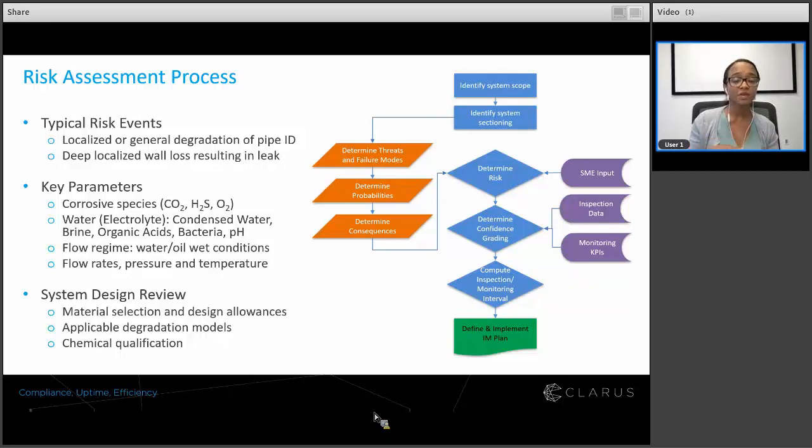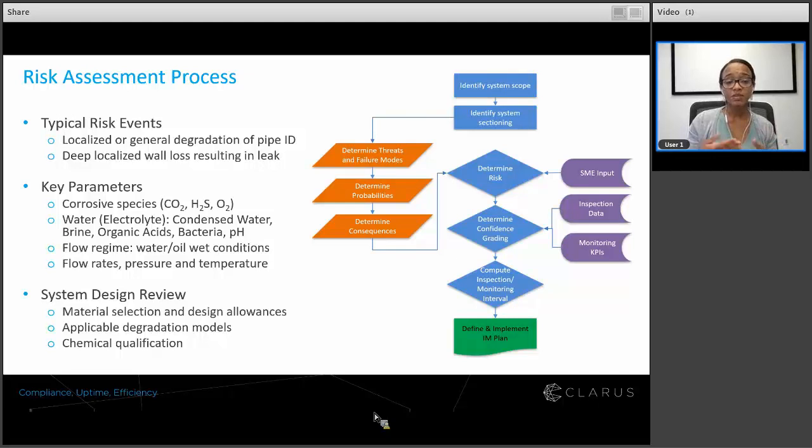We look at the corrosive species: sweet service, CO2 corrosion versus sour service, or is oxygen present in the system. We look at the electrolyte. What are the brine properties? Are organic acids present? We look at the flow regime. What are the water, oil, wet conditions? Are those well understood? Or do we have data just from design? Or sometimes we don't have sufficient data on those parameters.